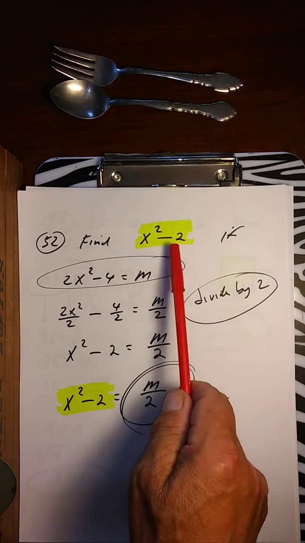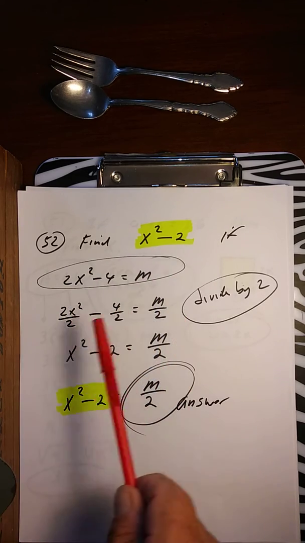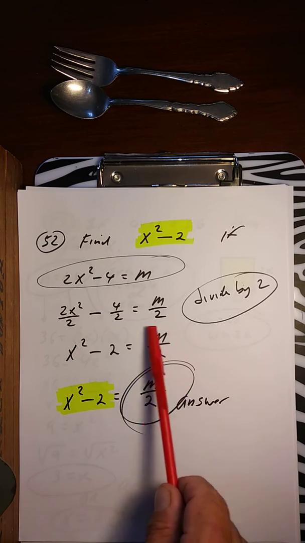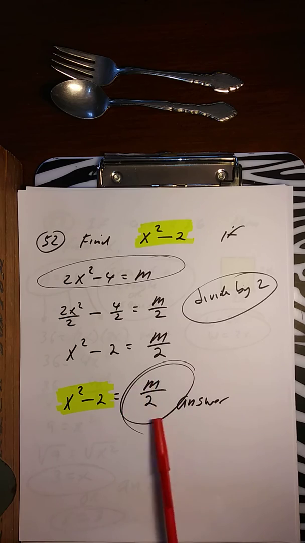Find x squared minus 2 if this is the original problem. So divide by 2, divide by 2, divide by 2. These cancel. And we have x squared minus 2 equals m over 2. So it's this. So x squared minus 2 is what we want. So that's going to be m over 2, our answer right there.